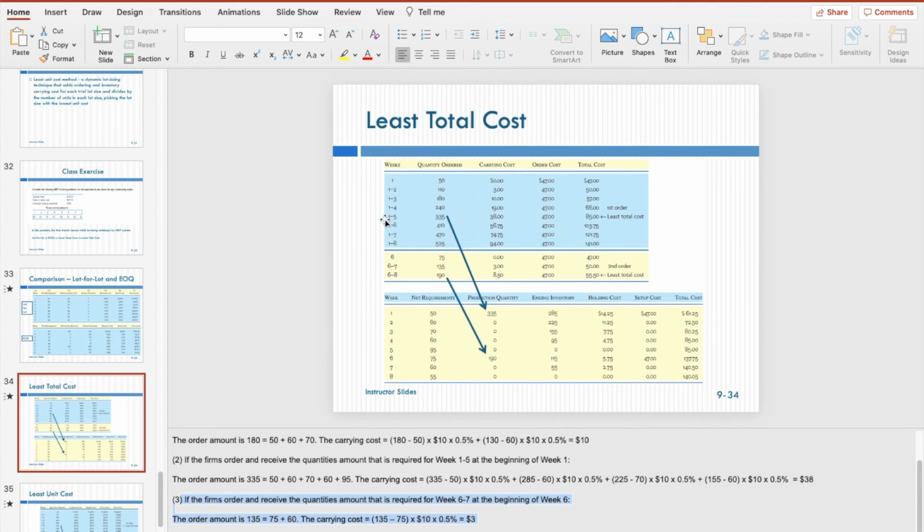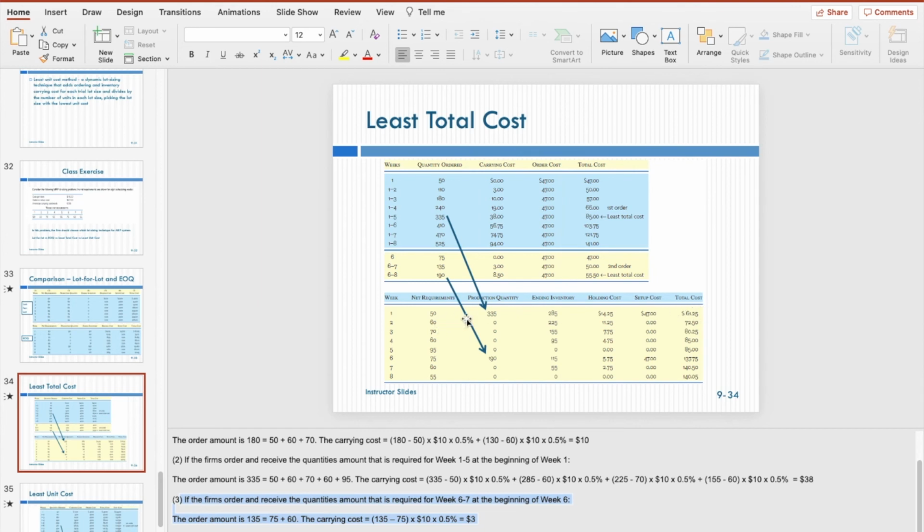At the beginning of week 1, you already order all the amount for the first 5 weeks, and at the beginning of week 6, you order all the amounts required by the last 3 weeks, week 6, week 7, and week 8. Now this comes to our table. At week 1, you order 335. 50 is required, so you still have this ending inventory. The corresponding holding cost for that week is this amount. The setup cost is 47, and then you add it up to get the total cost.